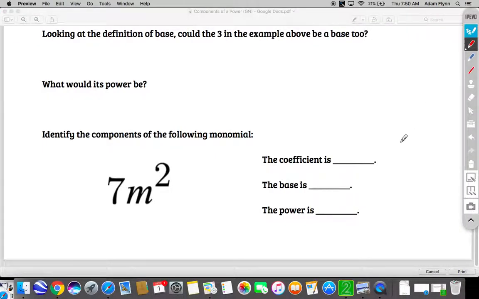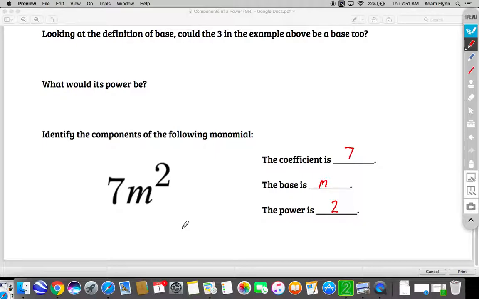So let's take a look at this. We've got 7m to the second power, which can also be said as 7m squared. So identify the components of this following monomial. So let's start with the easy one. Our power is going to be this 2. And that 2 is the power for just the m. So our base is going to be m. And through process of elimination, our coefficient is going to be 7. The 7 is being multiplied at the beginning of the monomial and scales the entire monomial.